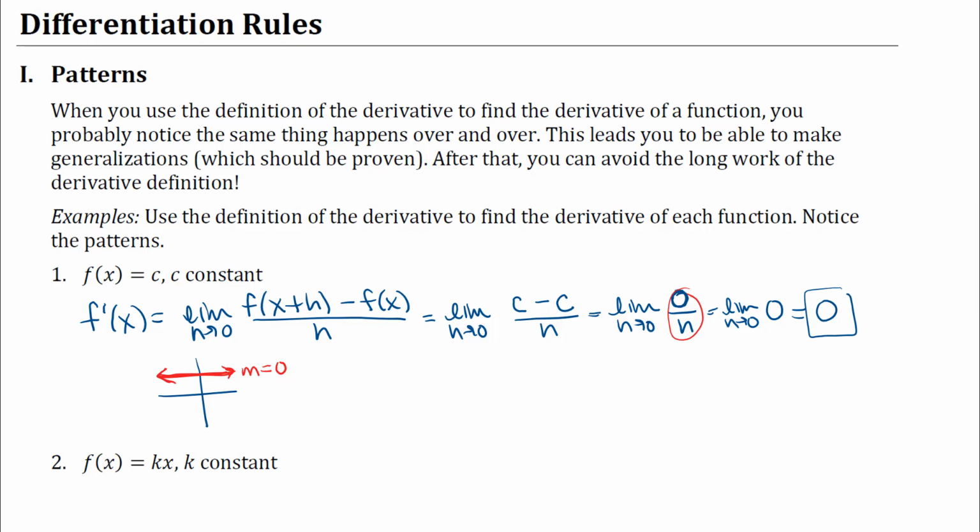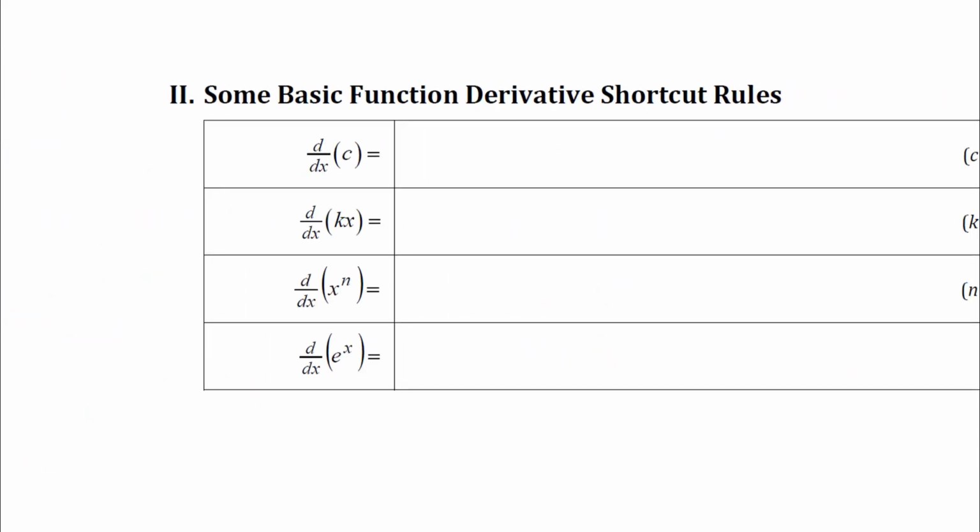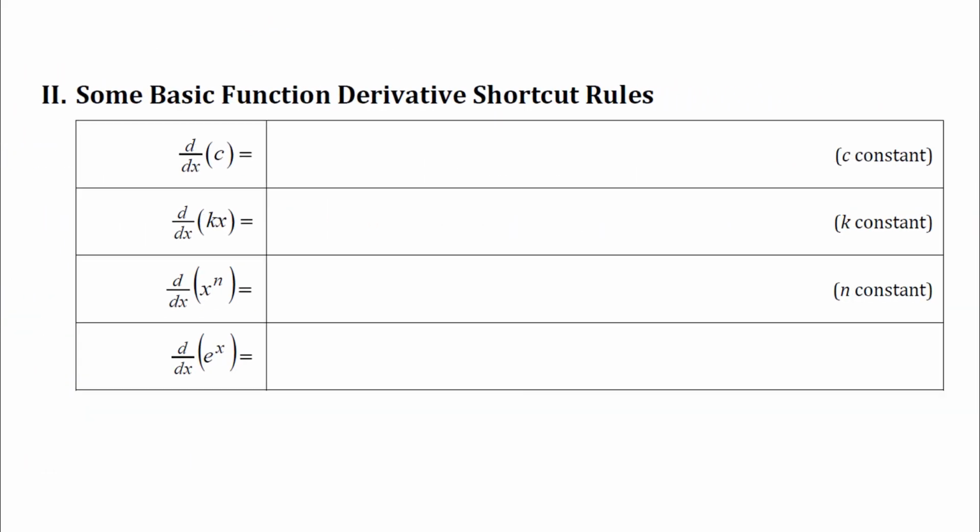So the next part here for the notes is some basic function derivative shortcut rules. So I'm going to go ahead and fill in that first one there. That notation, we've talked about that before. This d dx notation here means the derivative with respect to x of whatever function is inside that parentheses, whatever it's being applied to. So the derivative with respect to x of the constant function c is equal to 0. All right, so once we know that, we don't have to keep doing that over and over again.